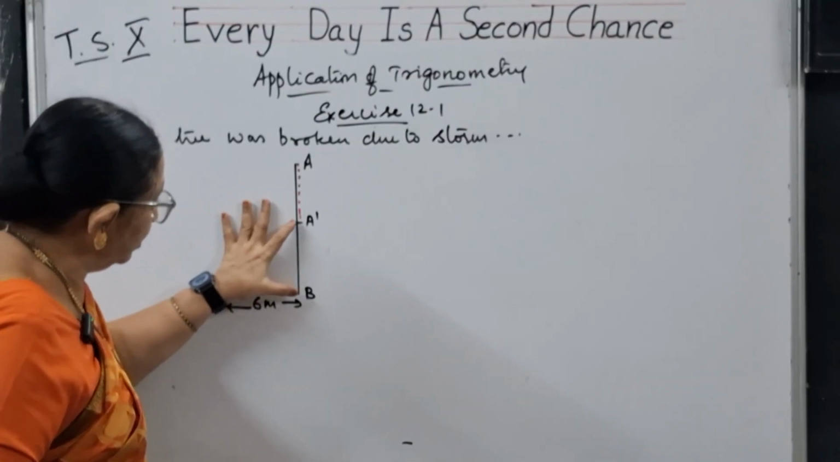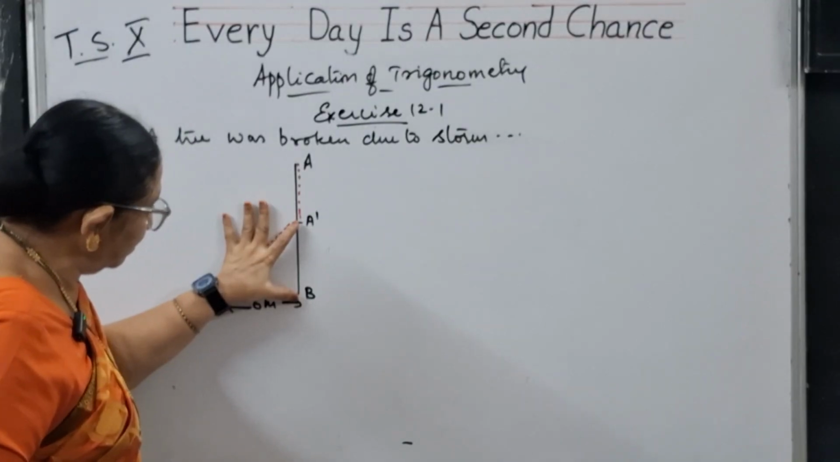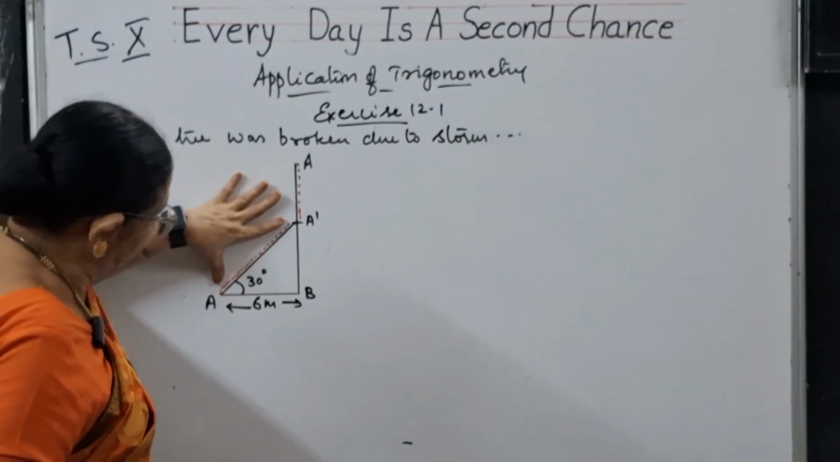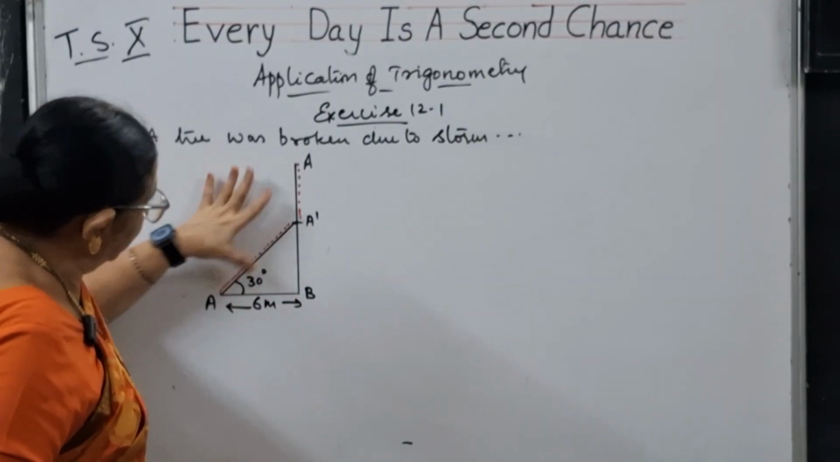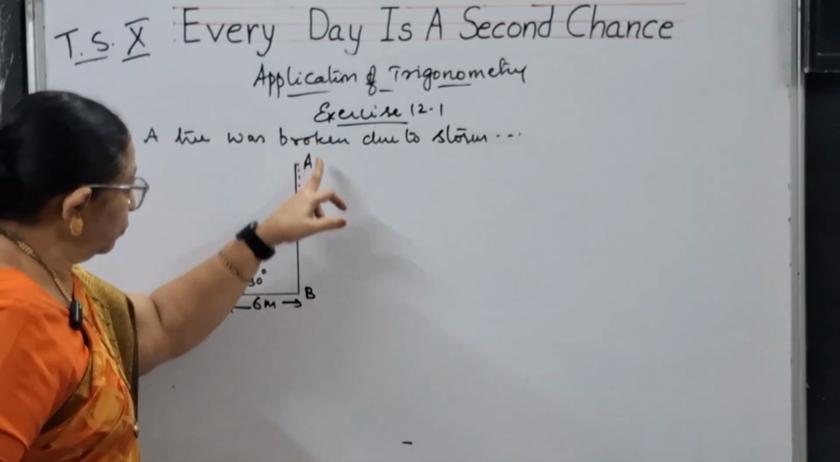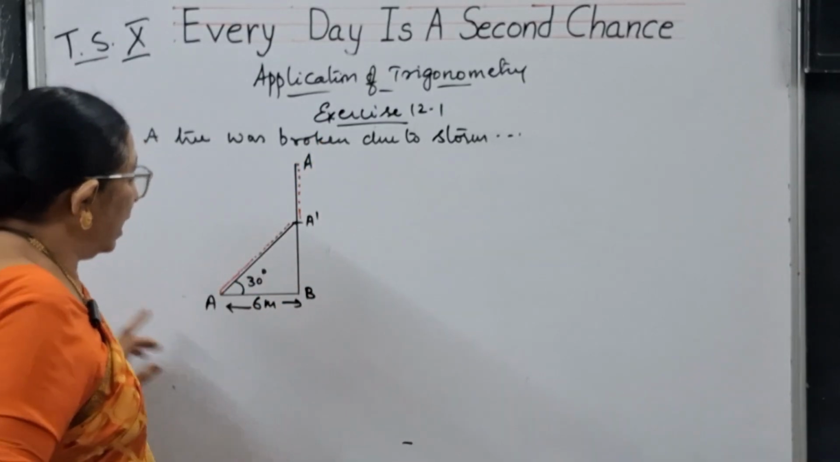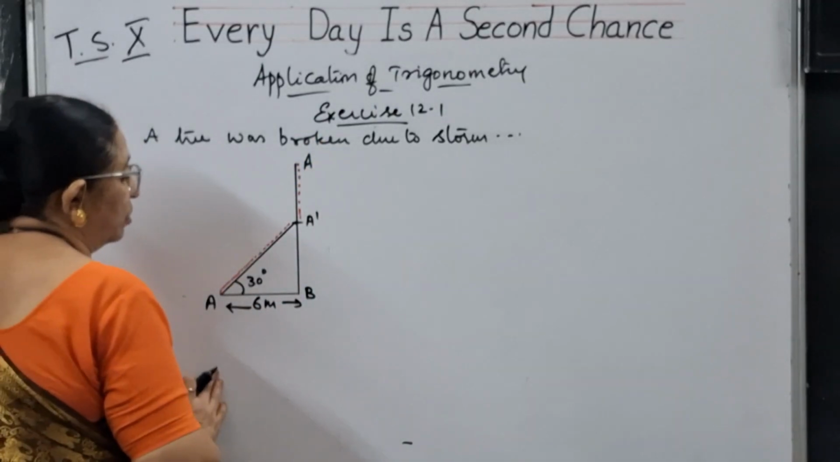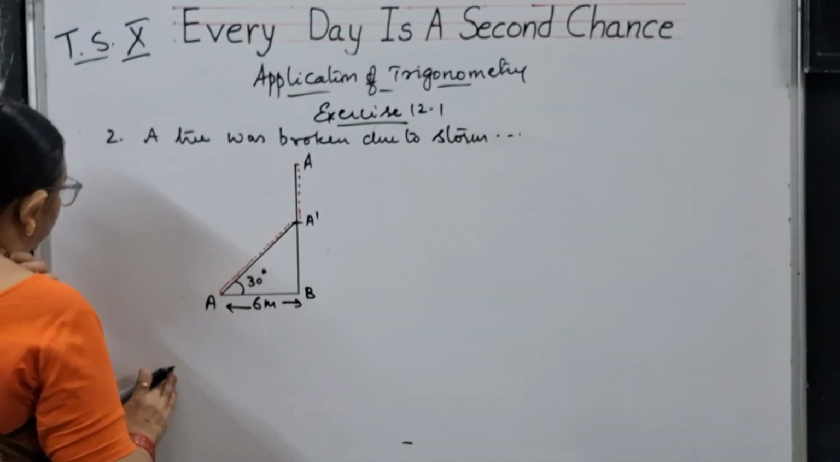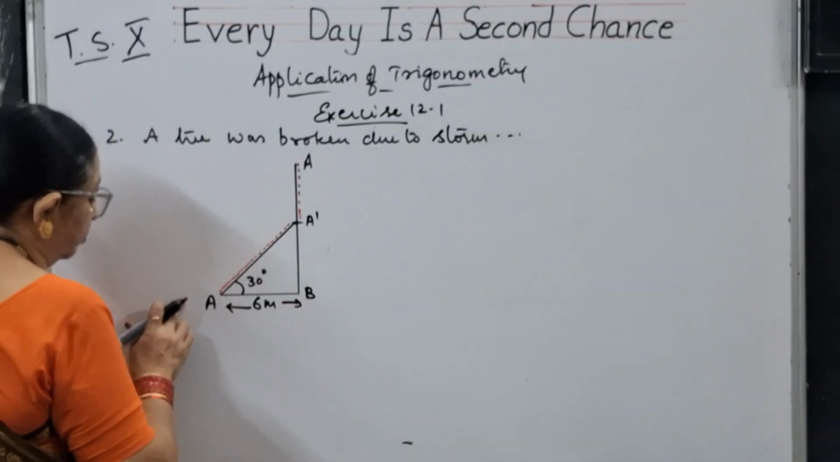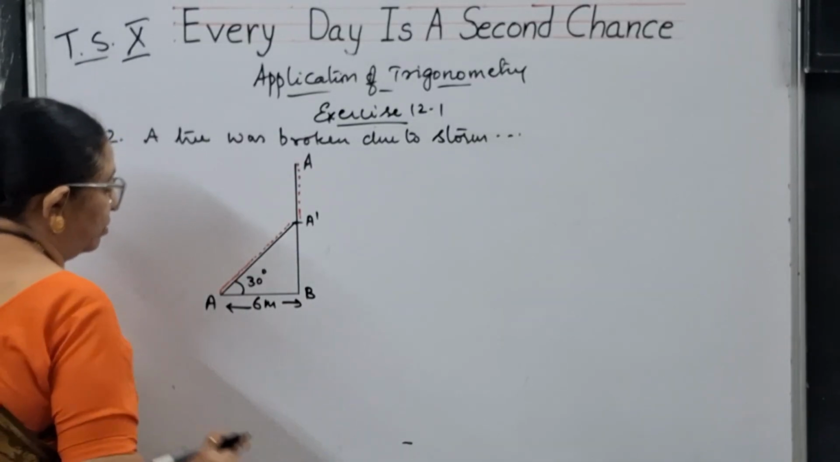That means you have to find out this height as well as this distance. These two together, no, this whole plant. So this whole tree height you need to find out. So we have to write the description here. I hope I'm clear about this figure, children.